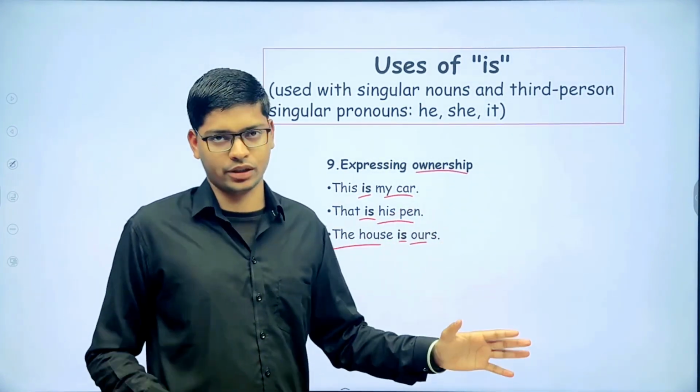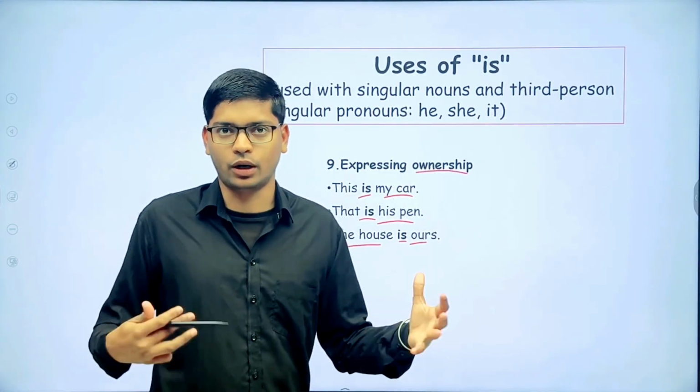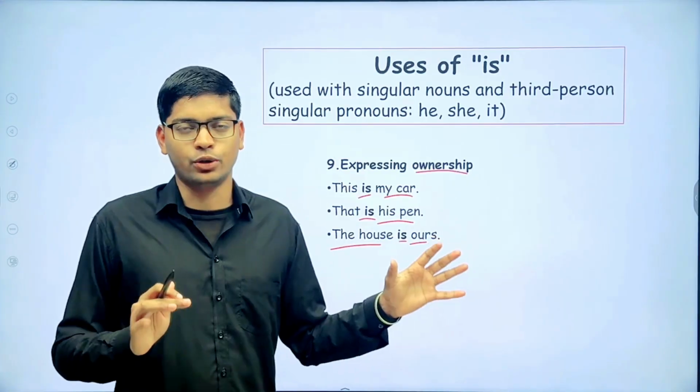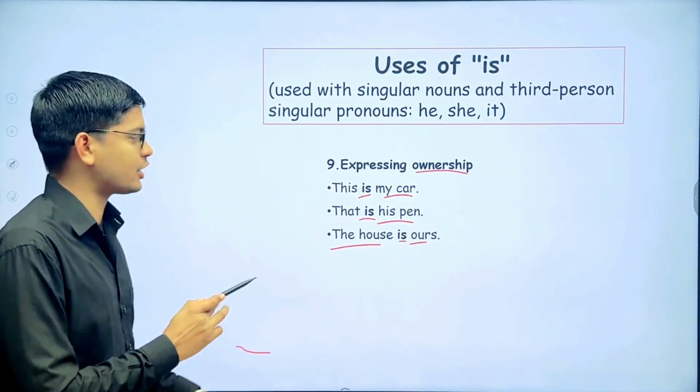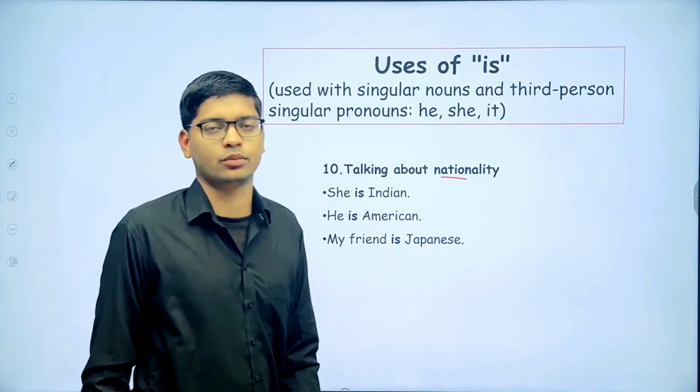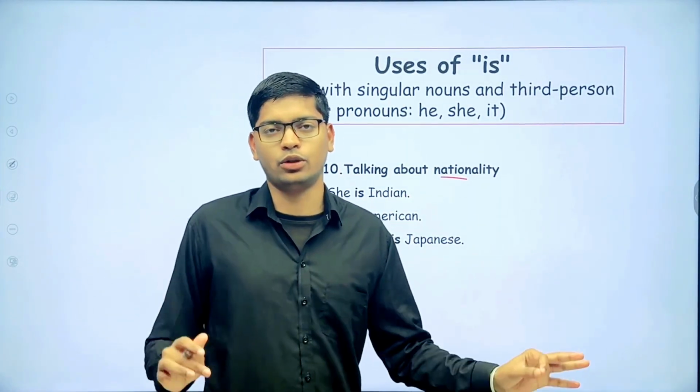These kind of examples are very important for us for learning English. Or you can also create new sentences using is. Let's see the next use. Next use here, talking about nationality. When you talk about nationality, you can use is.